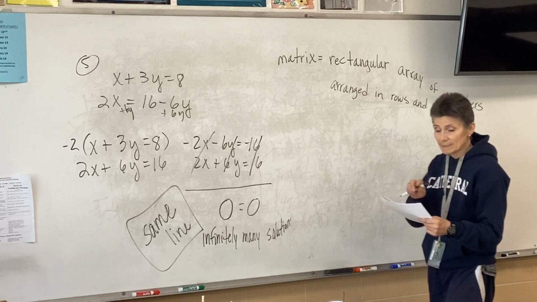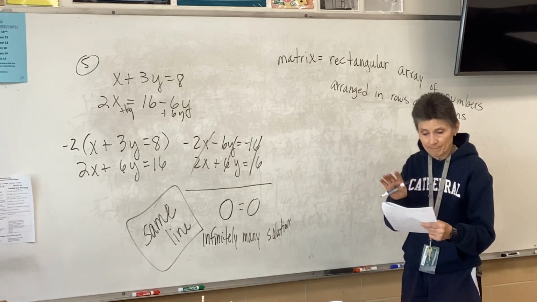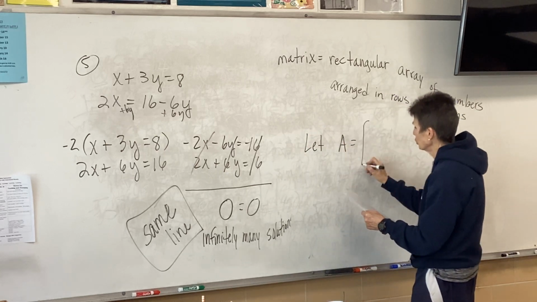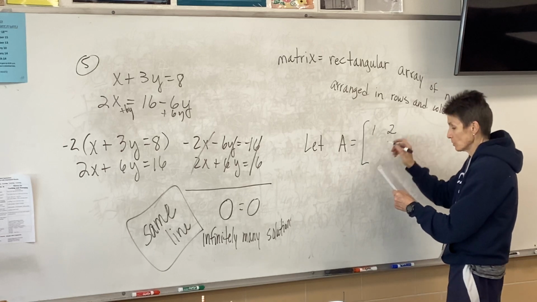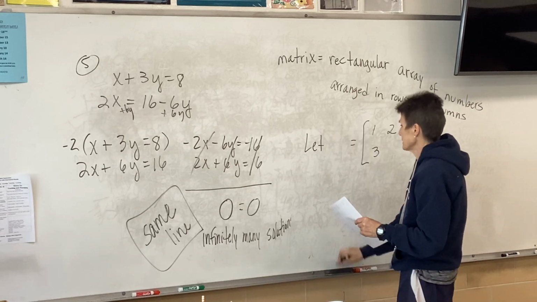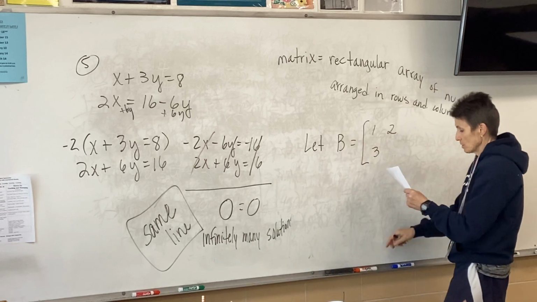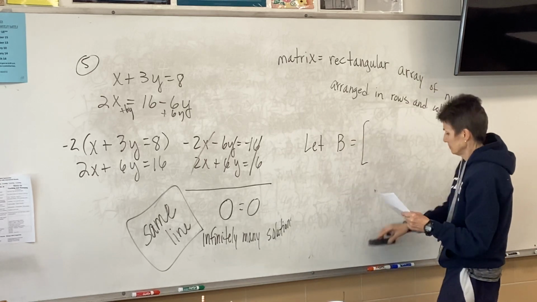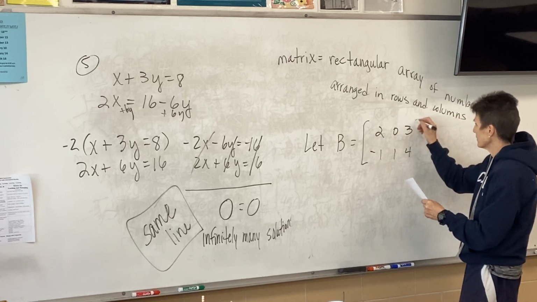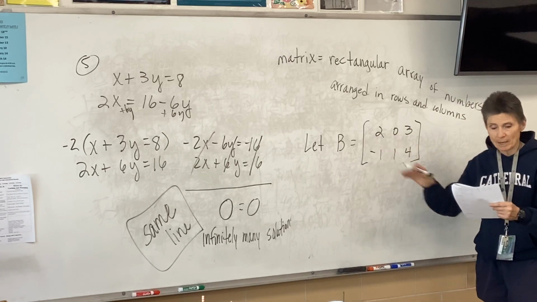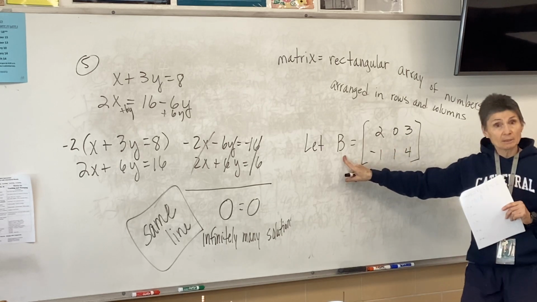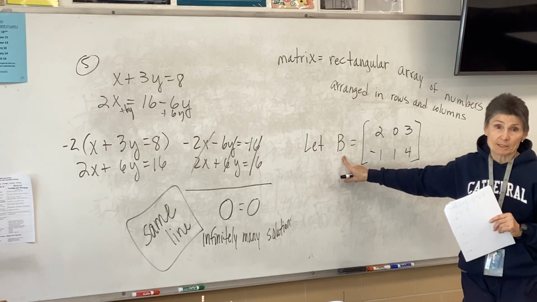So if you look down at problem number 1, we have some matrices. Let's look at B. So B is 2, 0, 3, and negative 1, 1, 4. This is just our example. We're just looking at B right now, down there, problem number 1. This is a matrix. We use capital letters to denote a matrix.